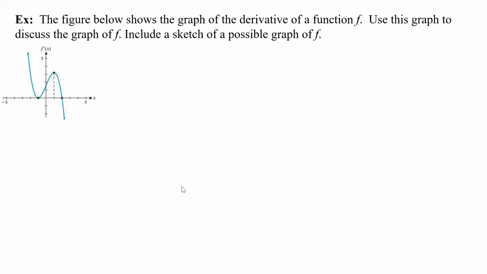All right, so what do we have here? It says the figure below shows the graph of the derivative of a function f. Use this graph to discuss the graph of f, and then include a sketch of a possible graph of f. Now, again, when we're doing our possible sketches, they don't have to be exact, so that's the nice thing. All right, so this is our derivative, and so here we have positive slopes, okay?